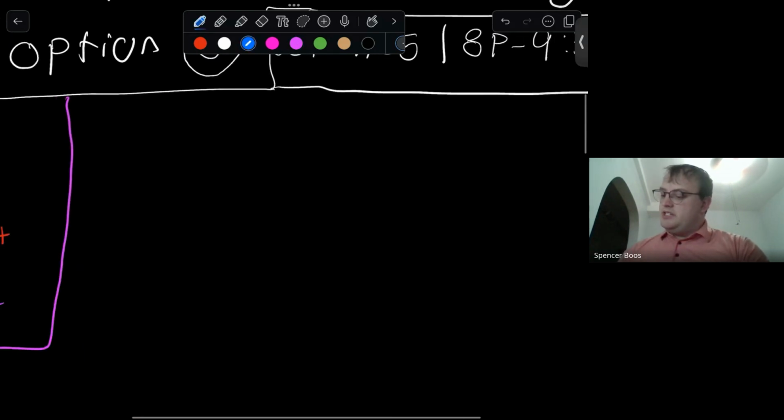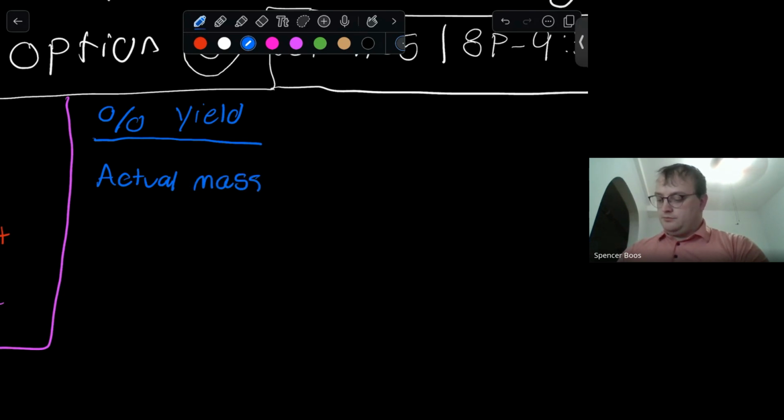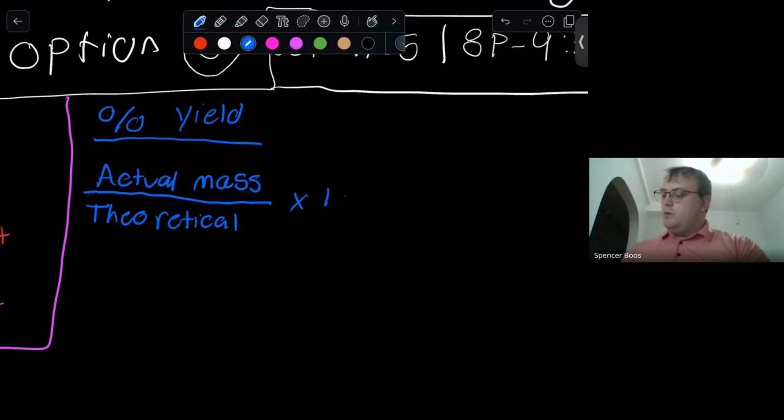So, percent yield. For percent yield, the equation is the actual mass divided by the theoretical, and that is times 100. And this equals your percent yield.